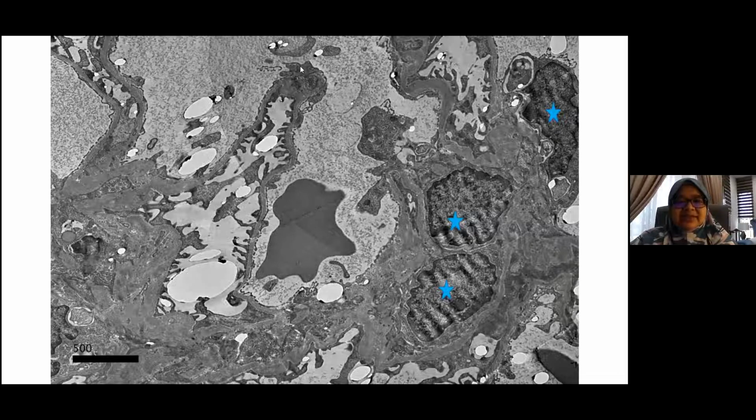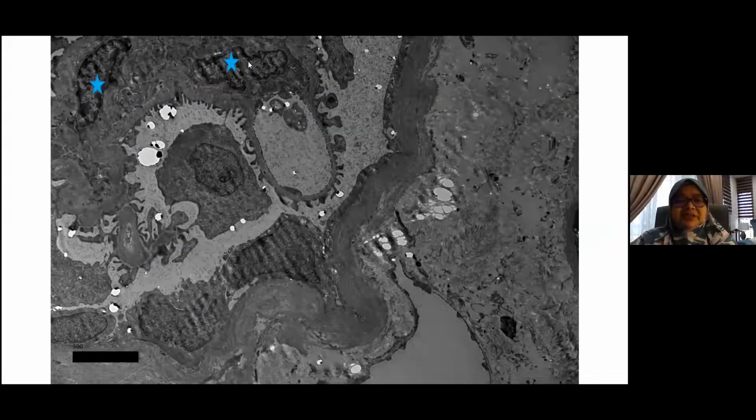let's orientate ourselves again. These are our capillary loops. These are the mesangial areas. These are the mesangial cells. We can see the three blue stars. So these are mesangial cells, and in other areas, just a little bit more. So this is increased mesangial cellularity. There's more of the mesangial cells that we can see.